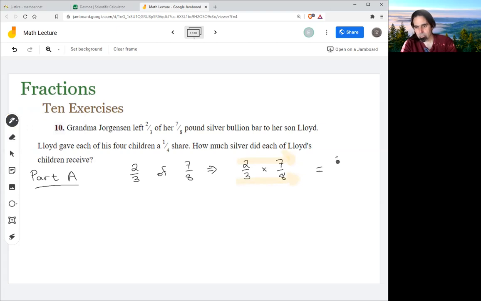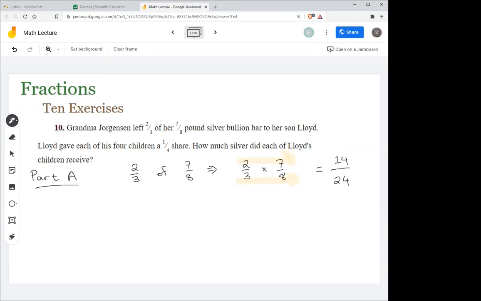So 2 times 7 is 14. 3 times 8 is 24. I could reduce. Is that what people were saying with the 2 and the 8? Did I misunderstand? Yeah, that's what I was meaning, cross canceling.